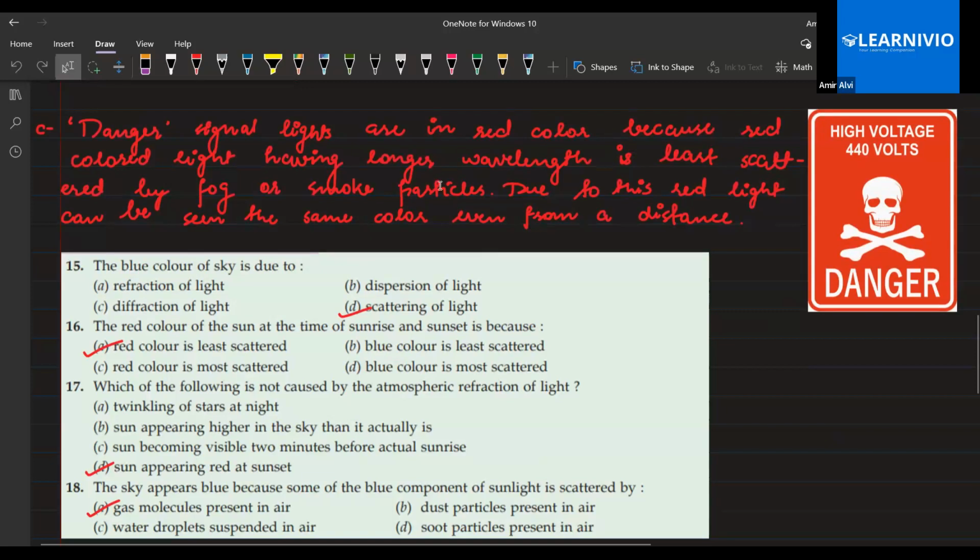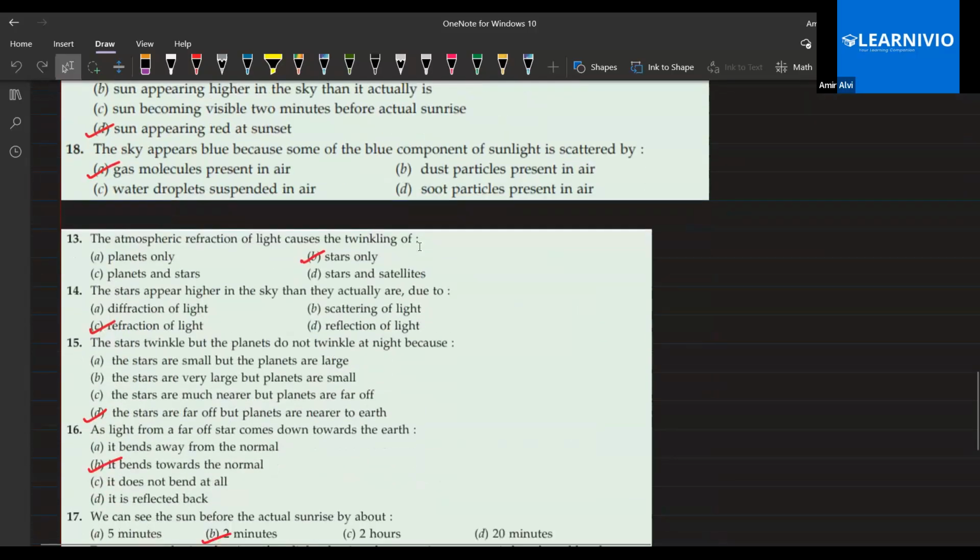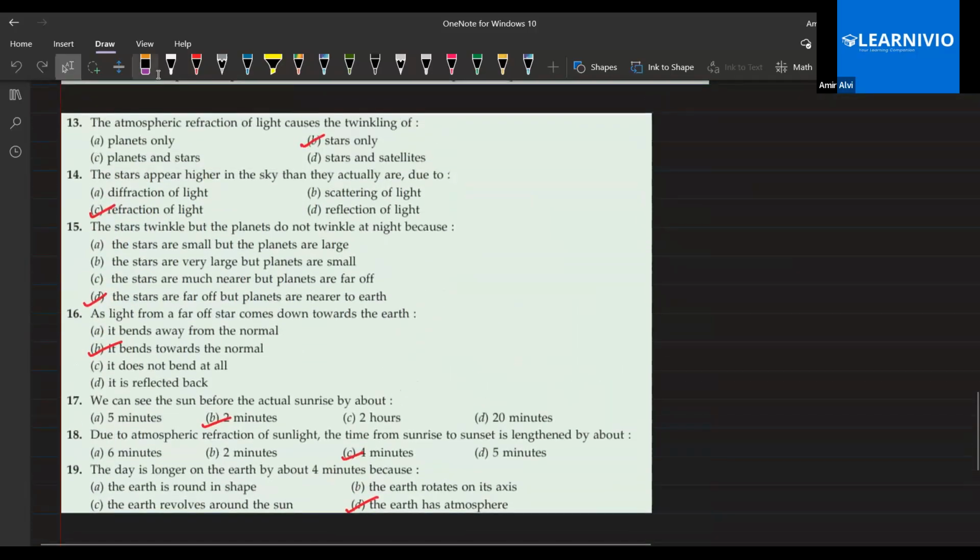Next, danger signal lights are red in color because red color can travel more distance as compared to any other color, as it has the longer wavelength. It is not scattered by fog or smoke particles. Due to this, the red light can be seen from a very far distance. Is that clear to all of you?